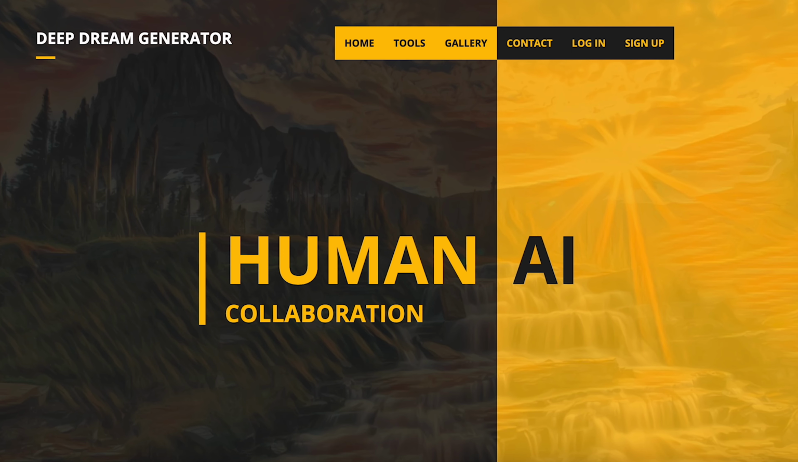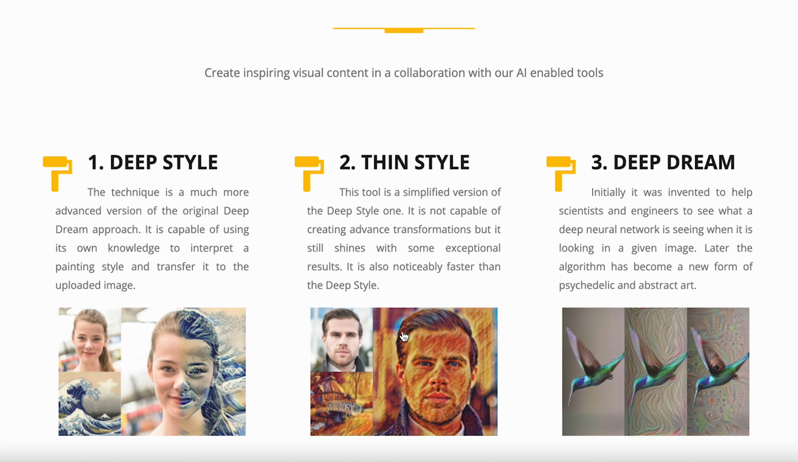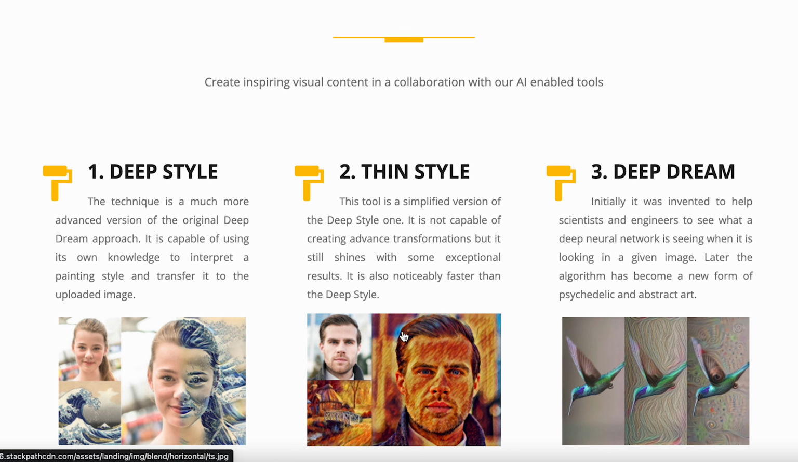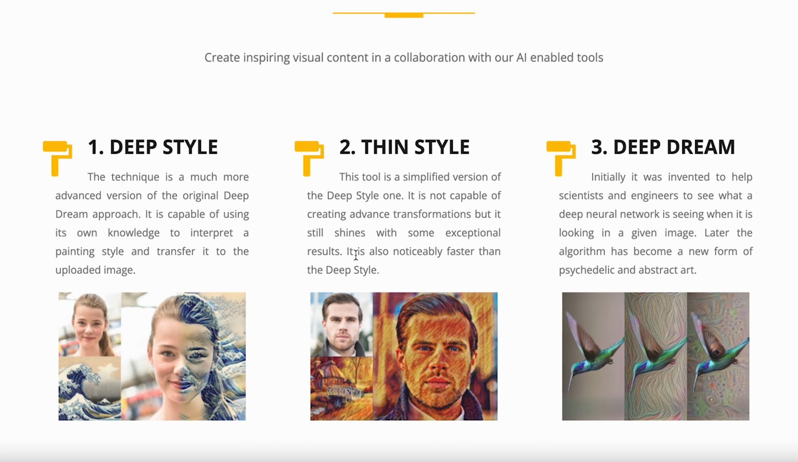Okay, let's take a look at the other one now, Deep Dream Generator. So this is a human AI collaboration. This creates content, and they have AI enabled tools. This is the deep dream algorithm that I talked about before. And wow, this is really cool because they use their own knowledge to interpret a painting style and transfer it to the uploaded image.